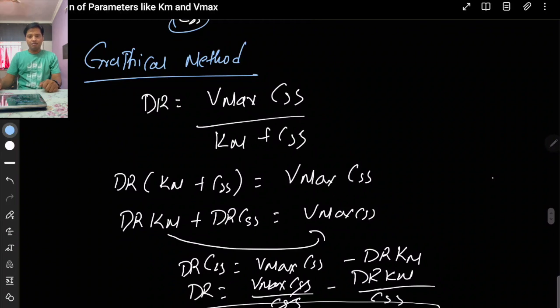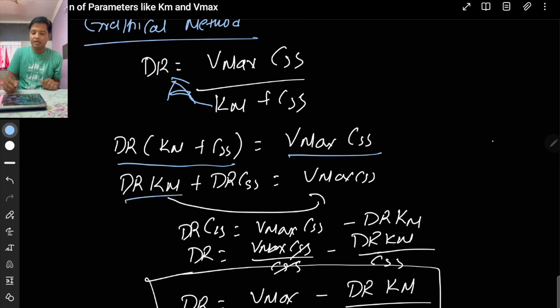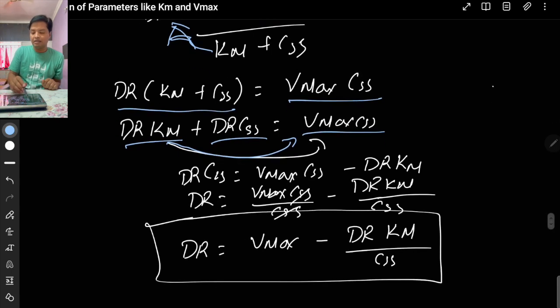The next method is the graphical method. What we do in the graphical method is rearrange the equation. How do we do that? Take this Km and CSS to the left side. If you take that, you will be left with dr multiplied by Km plus CSS, equal to Vmax. Multiply dr for both, so dr multiplied by Km, dr multiplied by CSS, and you are left with Vmax. Send dr Km to the right side; here it is positive, so on the right side it will be negative. You will get this equation.